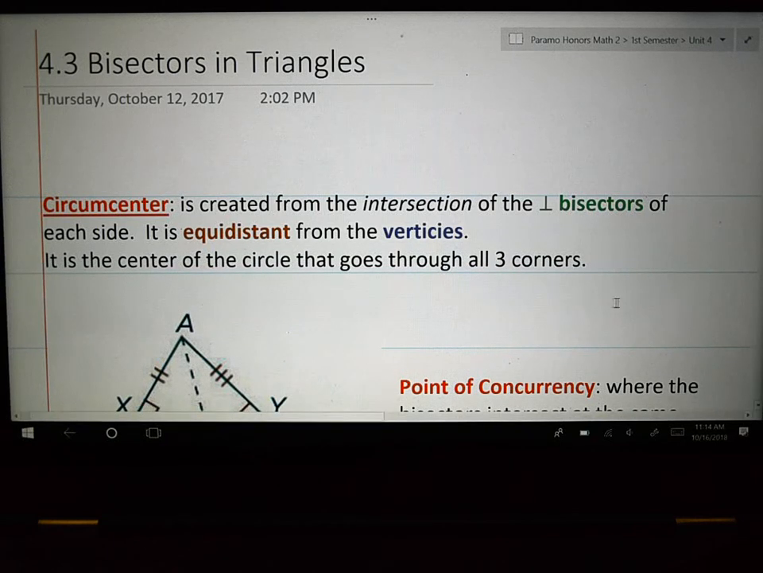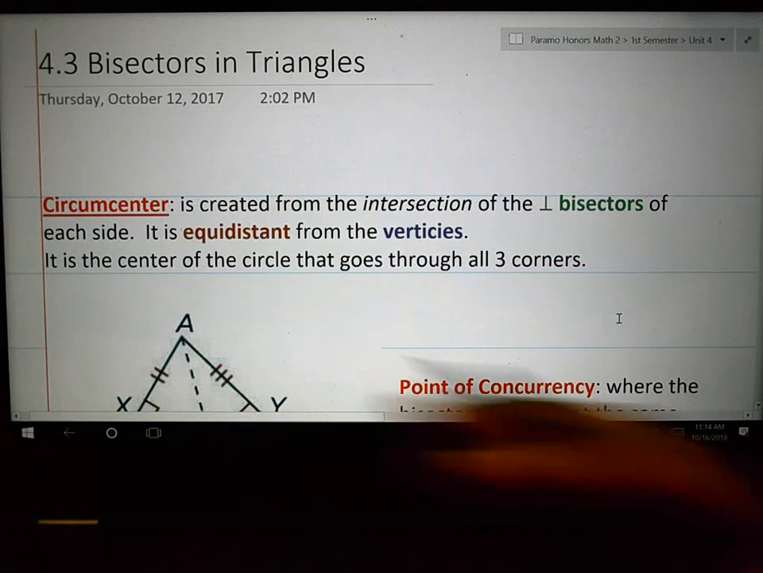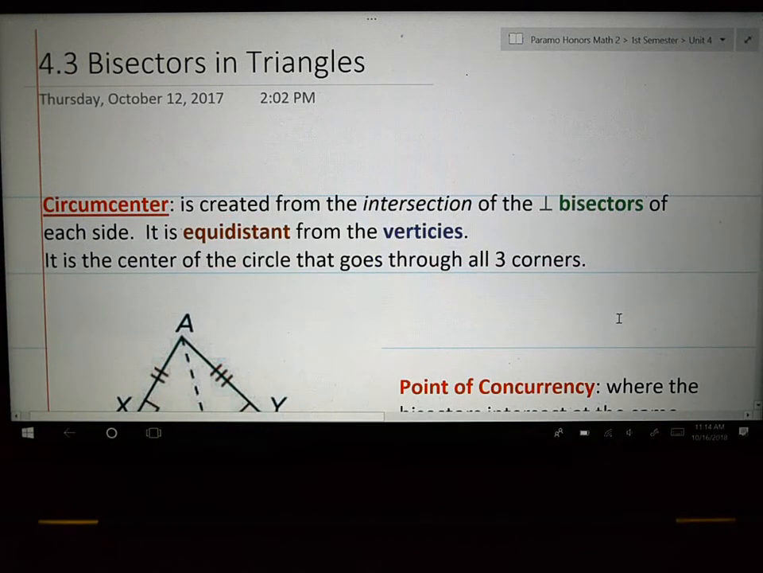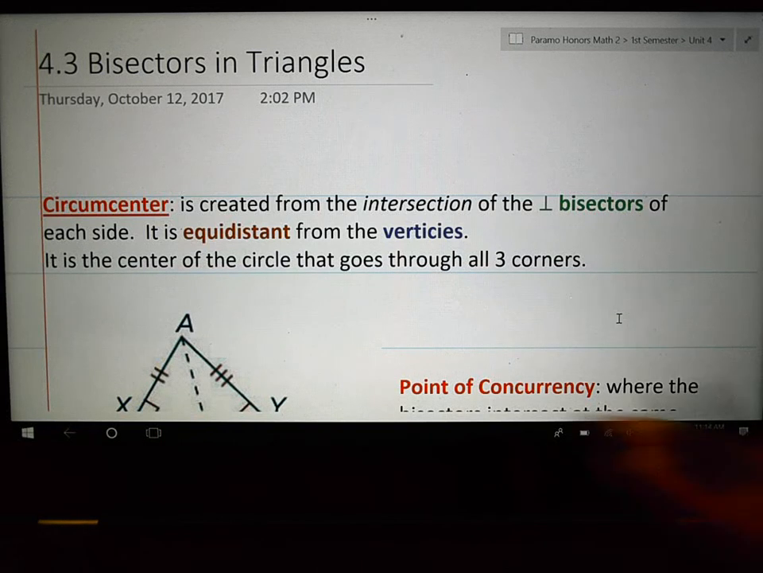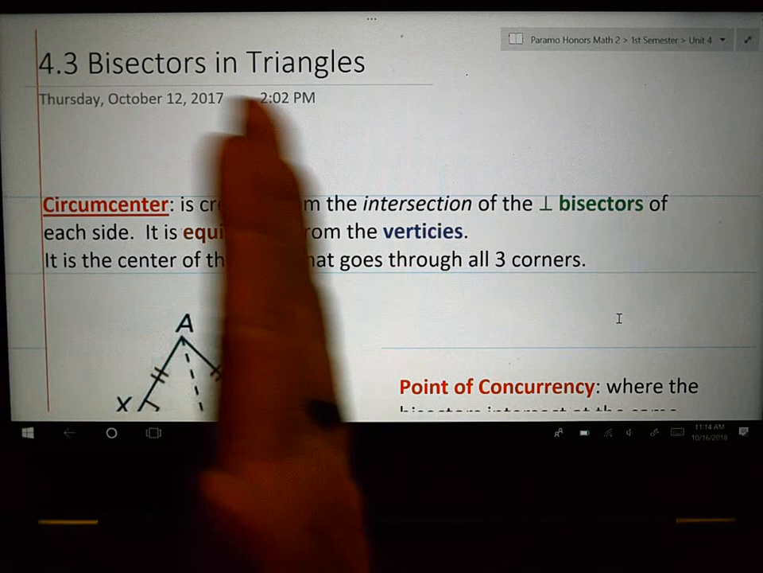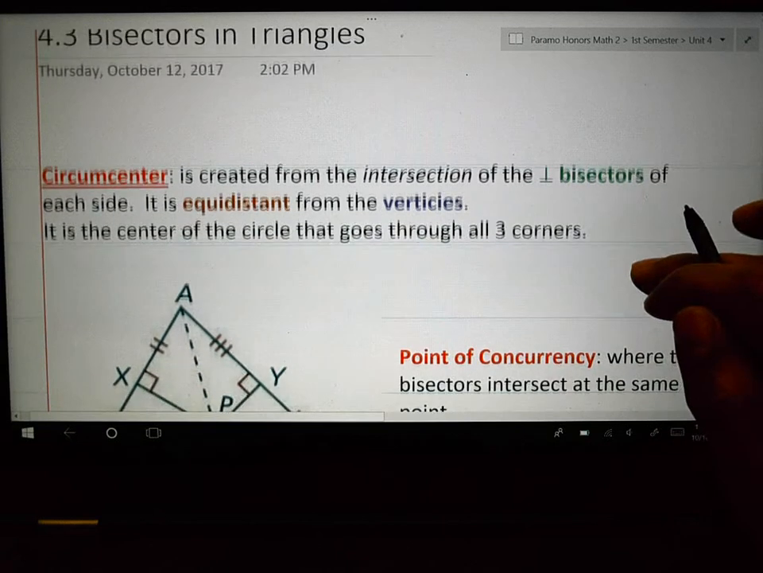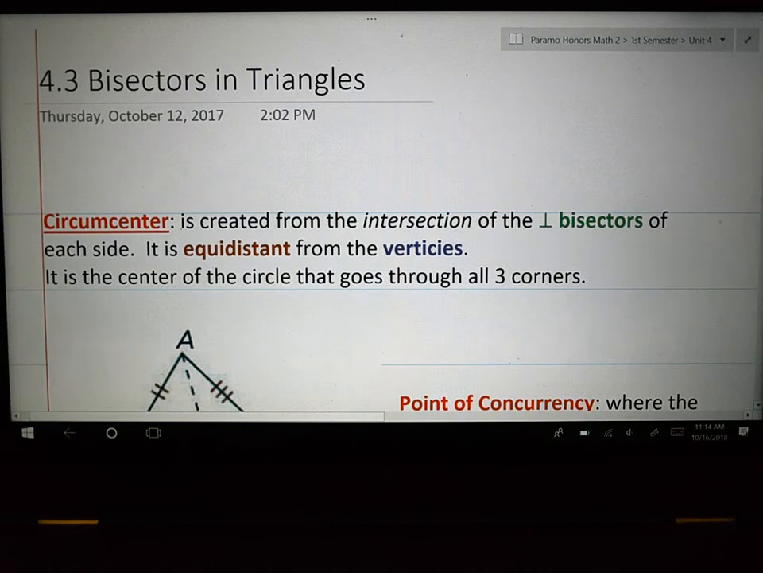In 4.3, we are now going to use what we learned in 4.2 as a direct application. In 4.2, you learned two things, angle bisectors and perpendicular bisectors. Well, what can those do in a triangle? That's what we're going to learn about here in 4.3.